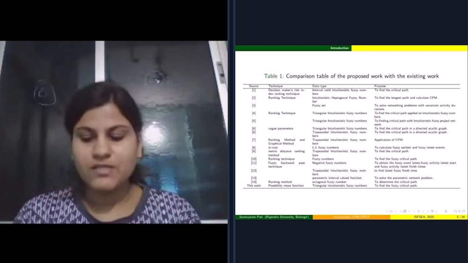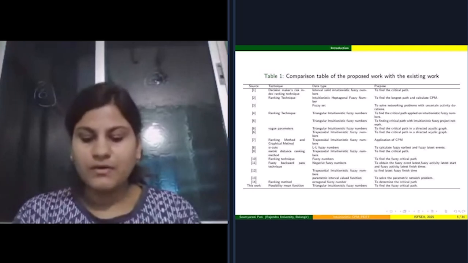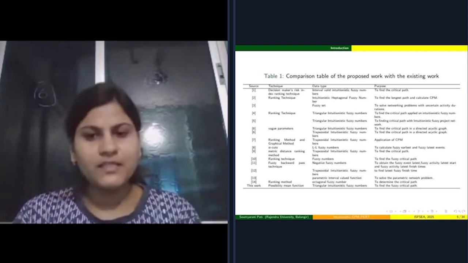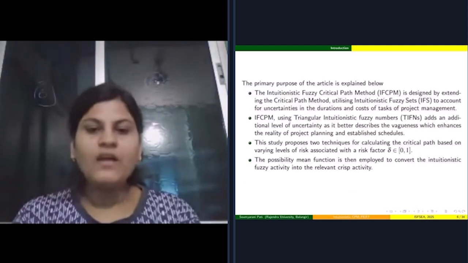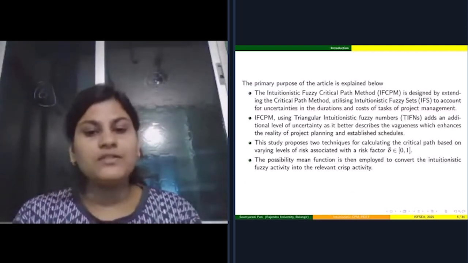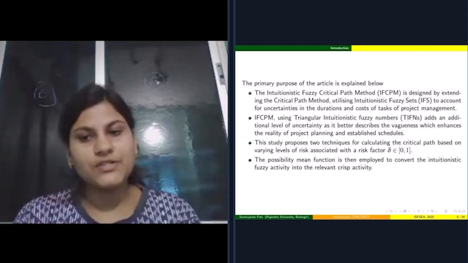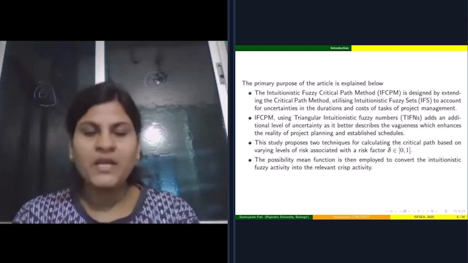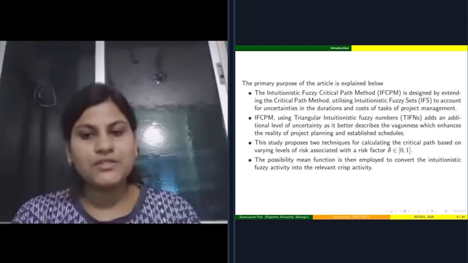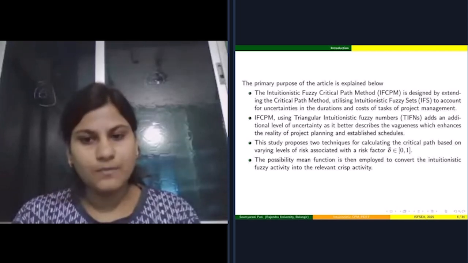Numerous authors have suggested fuzzy based methodologies to perform critical path analysis in project networks. In this slide, we discuss the relevant developments in intuitionistic fuzzy CPM and compare them against the overall literature. The primary purpose of the article is explained below. The intuitionistic fuzzy CPM is designed by extending the critical path method, utilizing intuitionistic fuzzy sets to account for uncertainties in the durations and costs of tasks in project management. Intuitionistic fuzzy CPM using triangular intuitionistic fuzzy numbers adds an additional level of uncertainty as it better describes the vagueness, which enhances the reality of project planning and established schedules.